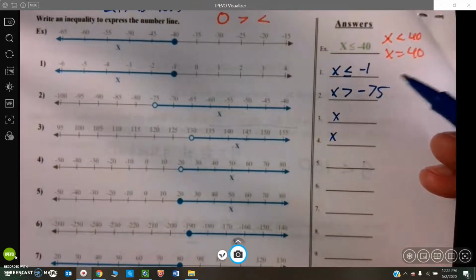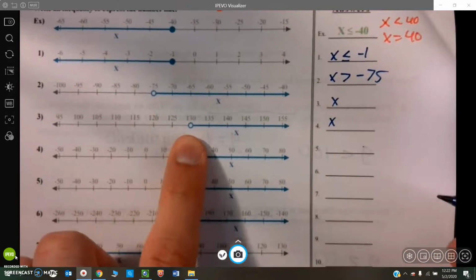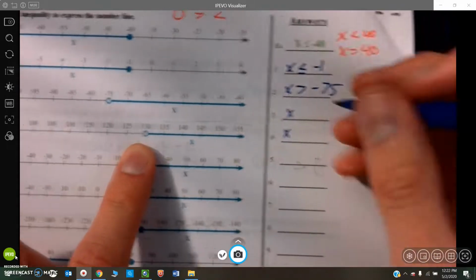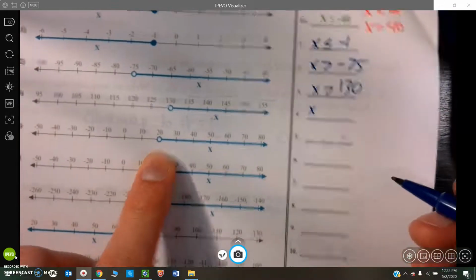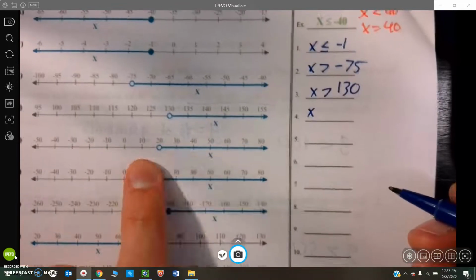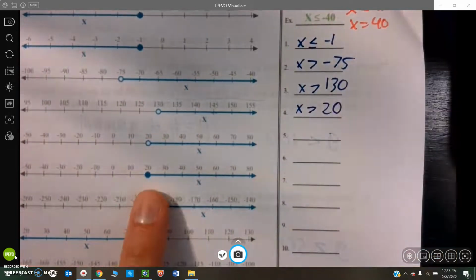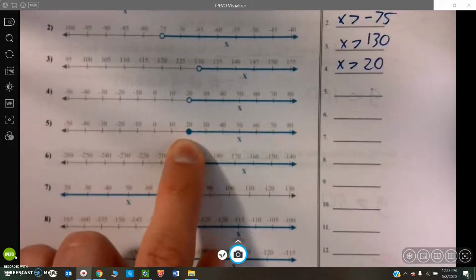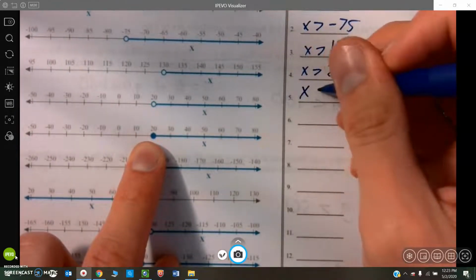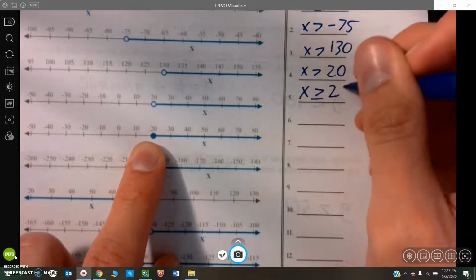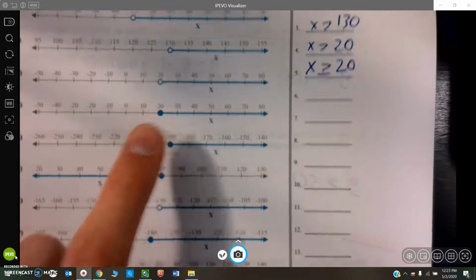All right, now number 3, looks like we are starting at 130, 135, 140, so we're getting bigger. So x is greater than 130. Here, x is starting at 20 and going to the right. We can see numbers are counting up, so x must be greater than 20. Here, for number 5, looks like it's starting at 20 again, but this time it could be greater than 20, or it could also be equal to 20. All right, because we have that closed circle.